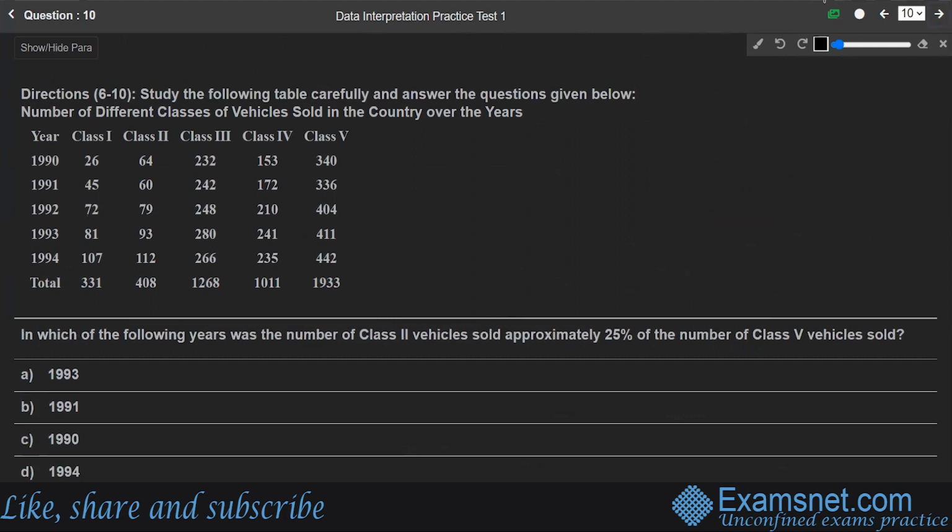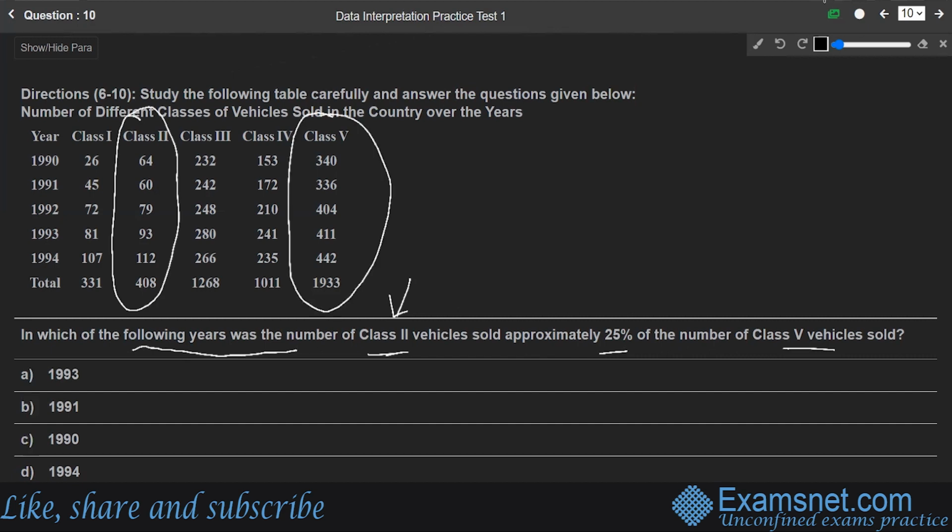Now, for the same data, it is asking: in which of the following years was the number of class second vehicles sold approximately 25% of the number of class 5 vehicles sold? Okay. In which year is this happening? For class second only, so we have to just look at the class second data. In which year did the vehicles sold equal approximately 25% of the class 5 vehicles? So we have to compare class second and class 5, and find out in which year the value of class second is just 25% of the value of class 5.